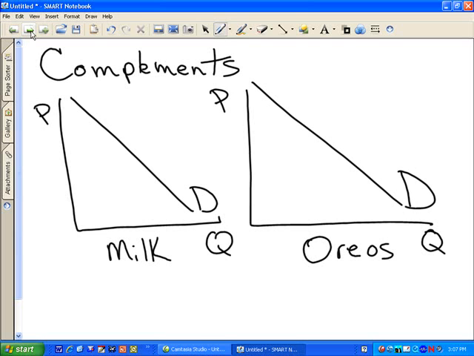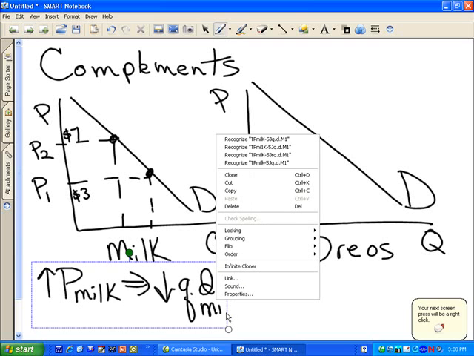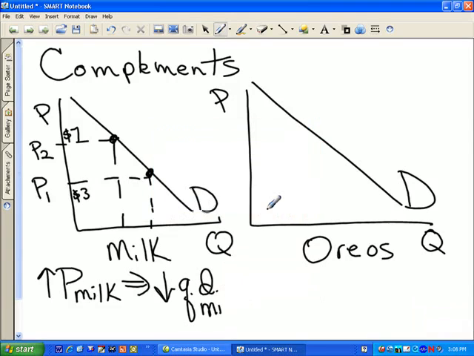Let's say that due to mad cow disease, we get worried about the safety of our milk. The price of milk goes up. If we want numbers, let's say it goes from $3 a gallon to $7 a gallon. Now at $7 a gallon, I buy less milk. So there's an increase in the price of milk, and this causes a decrease in the quantity demanded of milk.